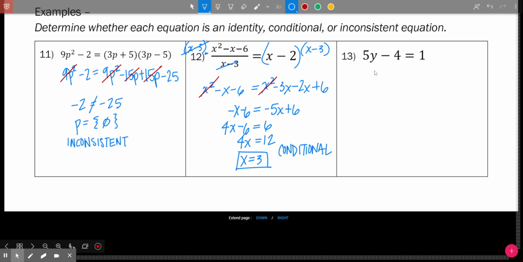In number 3, I have 5y minus 4 equals 1. So this will be 5y equals 5, and y is equal to 1. So again, this is a conditional equation.